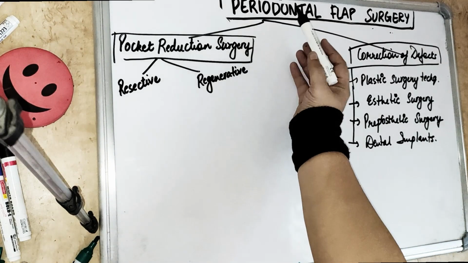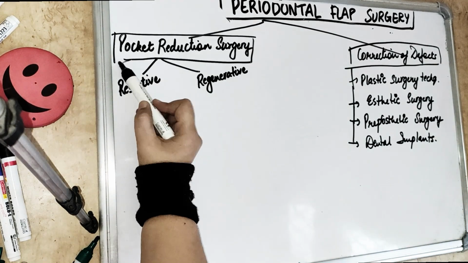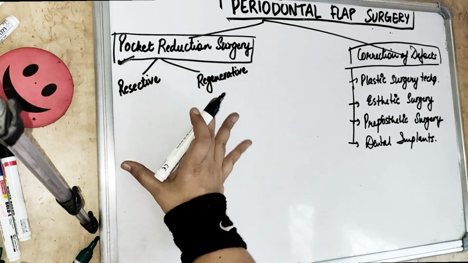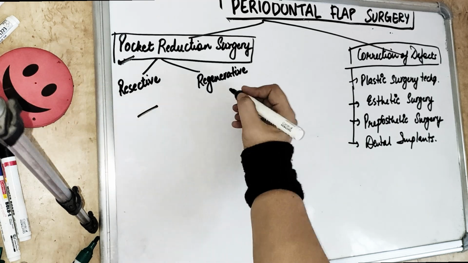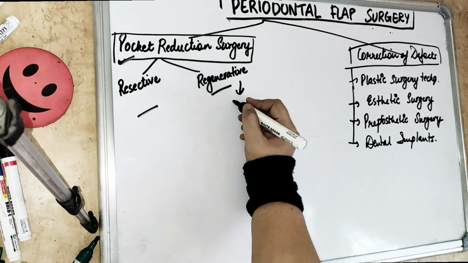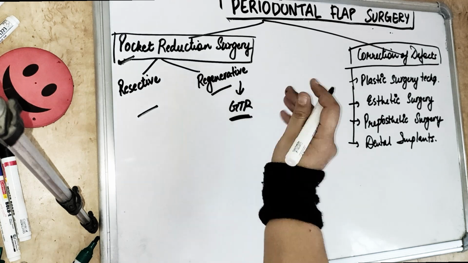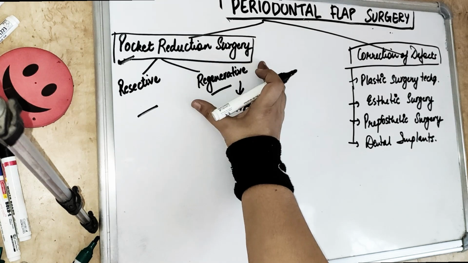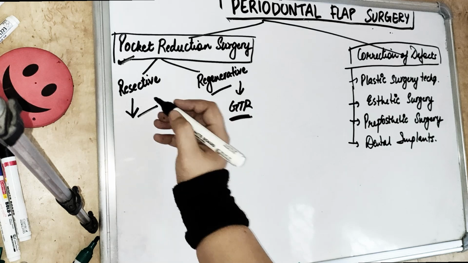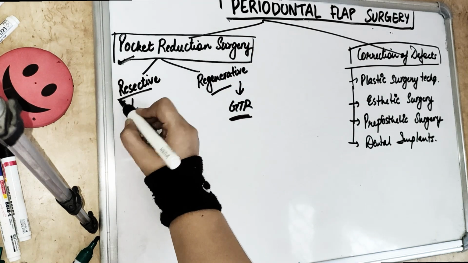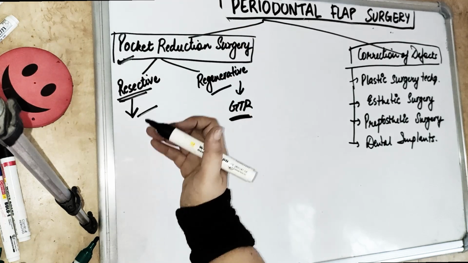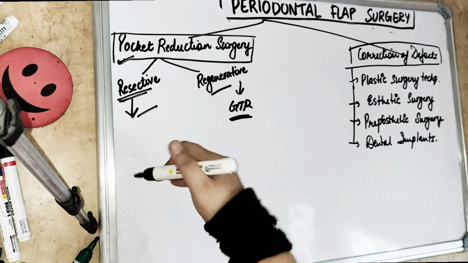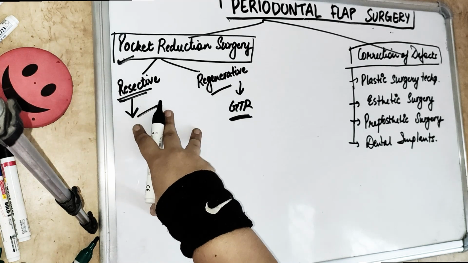And according to Carranza, periodontal flap surgery can be used for pocket or for any other defect, correction of the defect. For correction of the pocket, pocket reduction surgery can be either resective or regenerative. Regenerative surgery, like we do in the GTR, where we place flaps with the graft and the membrane. Resective surgery is where we are reflecting the flap and cutting something, like gingivectomy, where we cut the gingiva, apically displaced flap, or undisplaced flap, with or without any osseous resection.